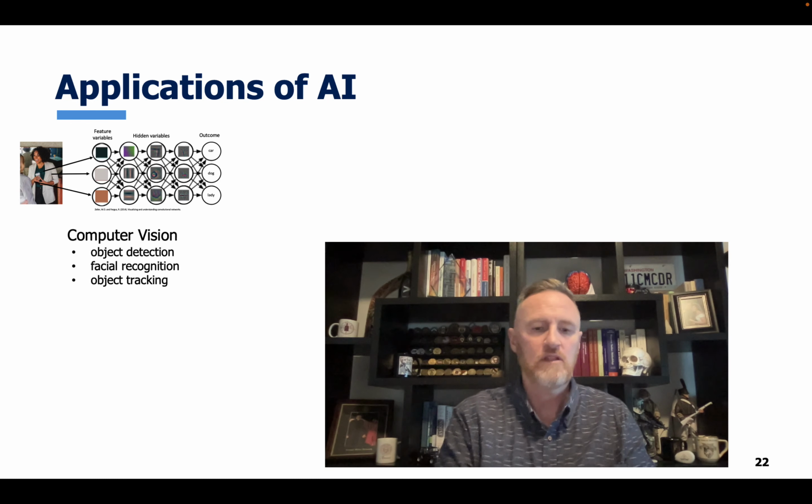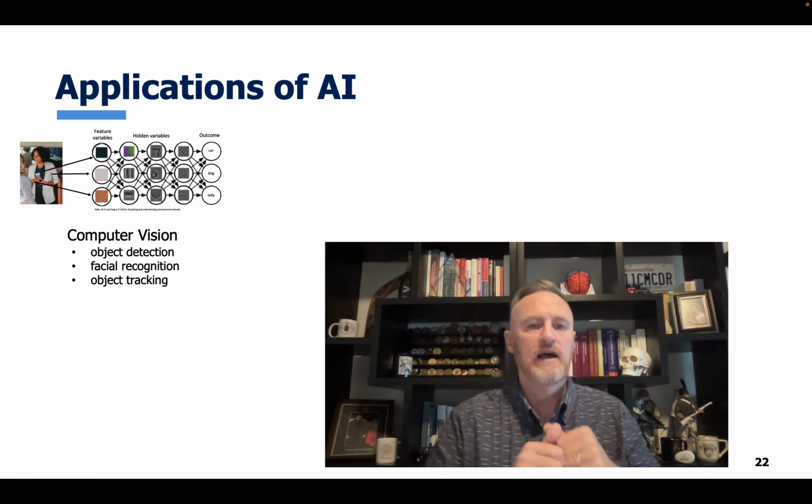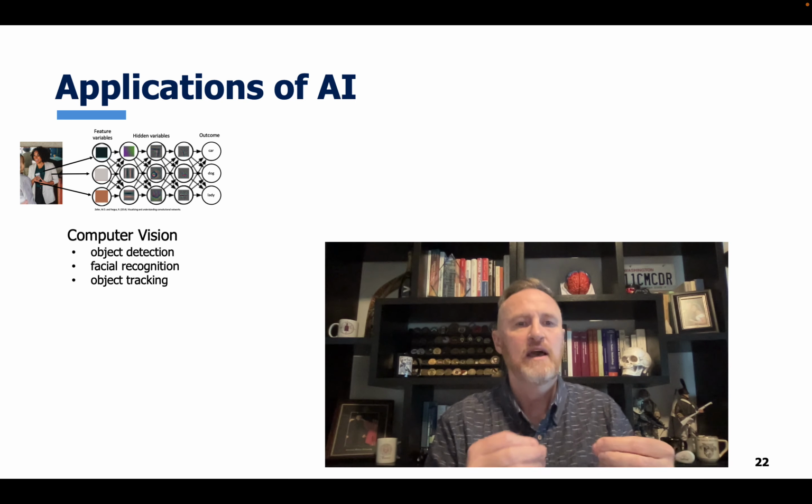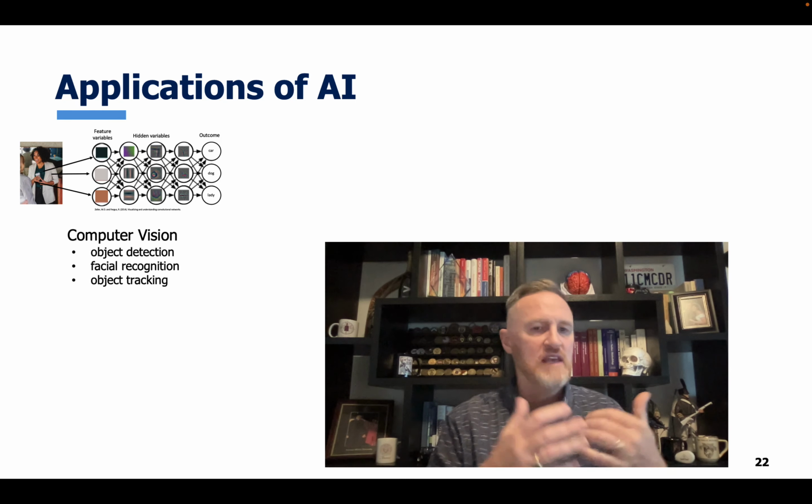Object tracking. Can I look at an object tracking through my assembly line or a vehicle moving? Basically anything where you can see the object and make sense of it or reason about it is the area of computer vision.